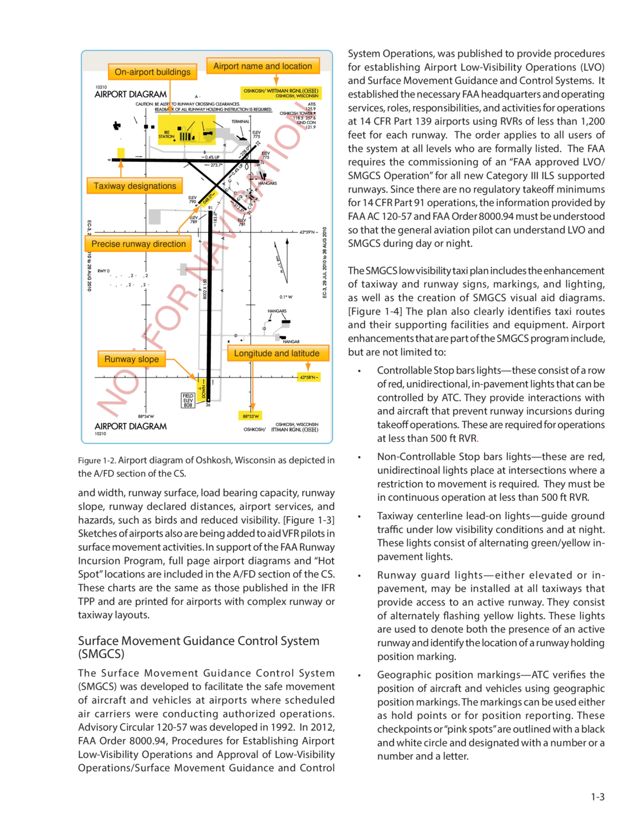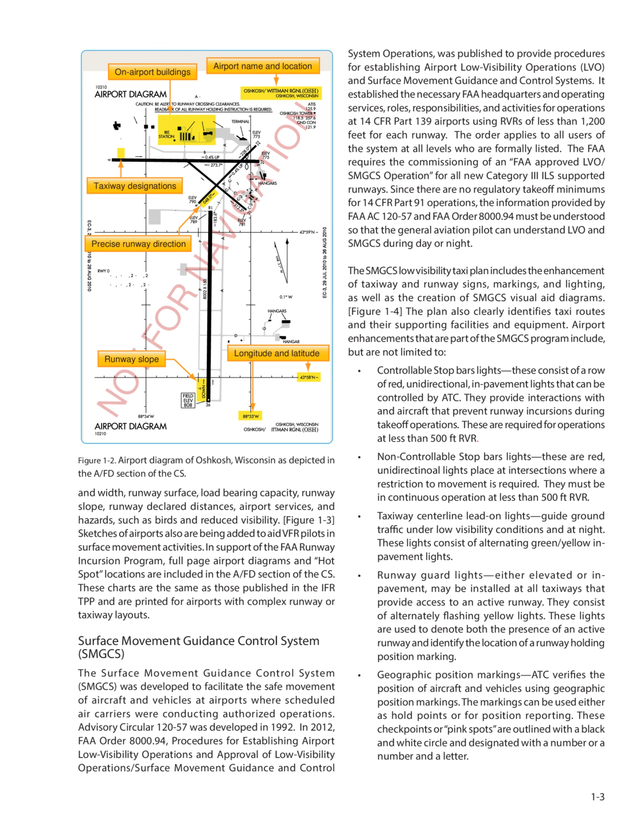Surface Movement Guidance Control System, SMGCS. The Surface Movement Guidance Control System, SMGCS, was developed to facilitate the safe movement of aircraft and vehicles at airports where scheduled air carriers were conducting authorized operations. Advisory Circular 120-57 was developed in 1992. In 2012, FAA Order 8000.94, Procedures for Establishing Airport Low Visibility Operations, and Approval of Low Visibility Operations/Surface Movement Guidance and Control System Operations, was published to provide procedures for establishing airport low visibility operations, LVO, and surface movement guidance and control systems.